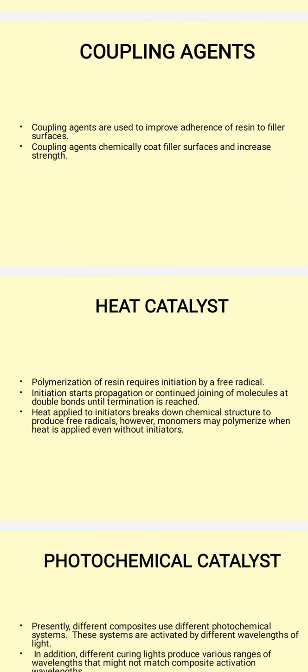Next is heat catalyst. Polymerization of the resin requires initiation by a free radical. We are well familiarized with the concept of the free radical. Initiation starts propagation, or continued joining of the molecules at double bonds, until termination is reached. Heat applied to the initiators breaks down the chemical structure to produce free radicals. However, monomers may polymerize when heat is applied even without initiators.